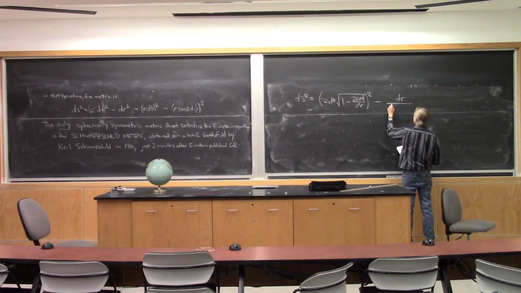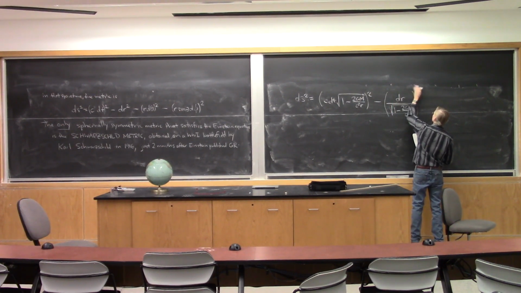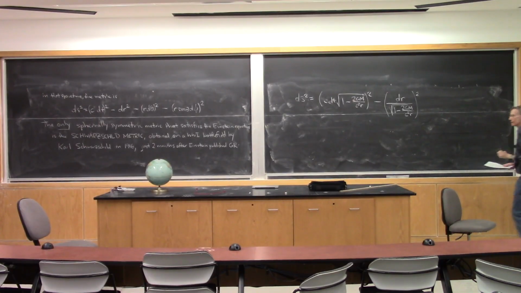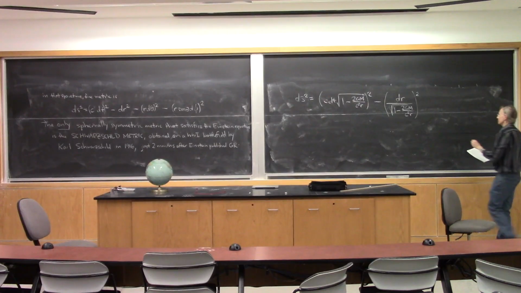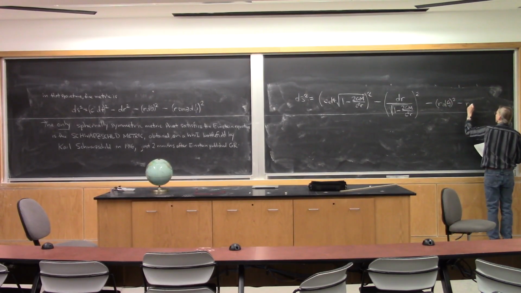dr over that same square root. dr squared over 1 minus 2GM over c squared r. And the theta and phi pieces look exactly the same. Minus r squared d theta squared minus r squared sine squared theta d phi squared.